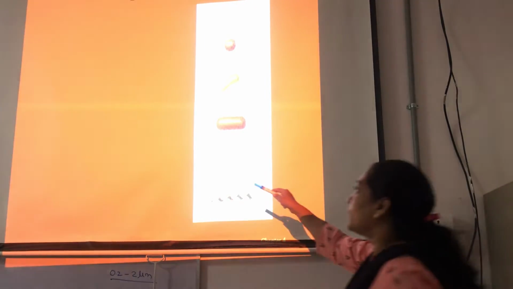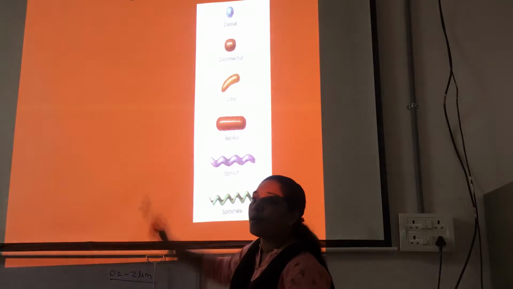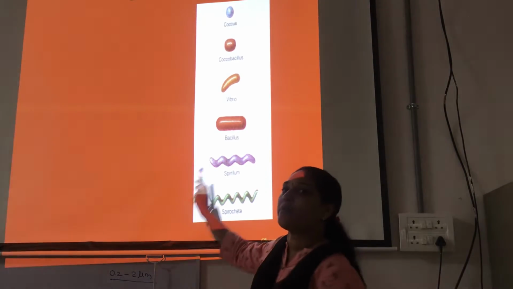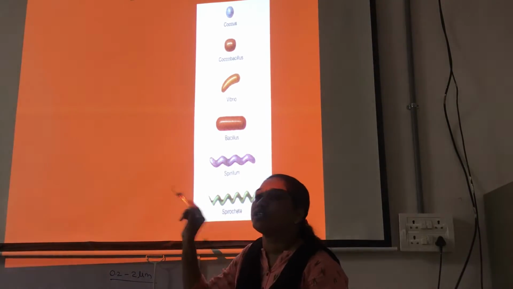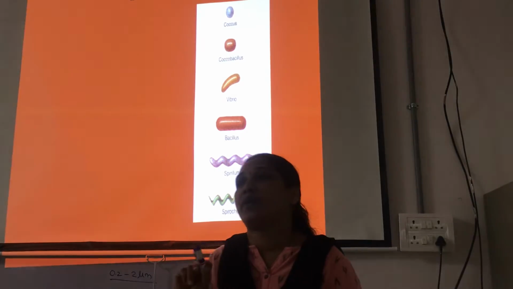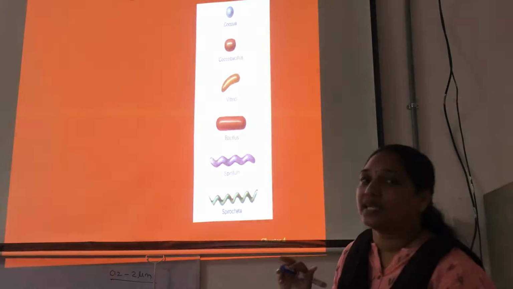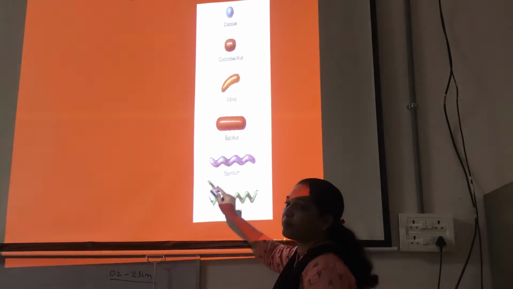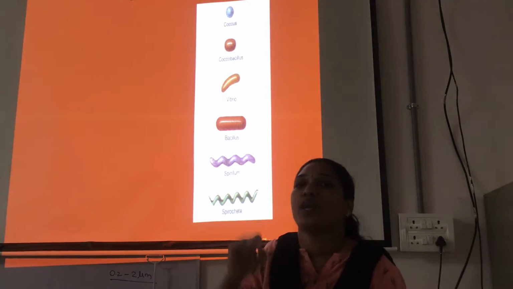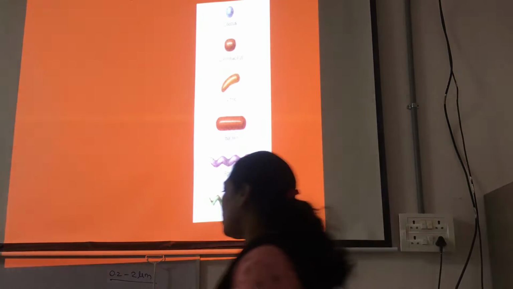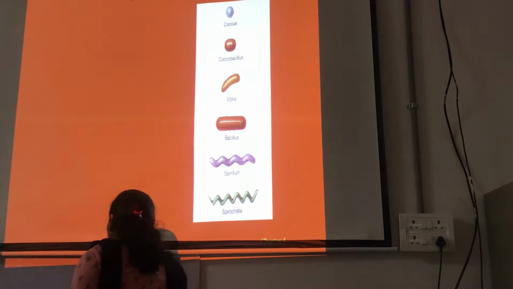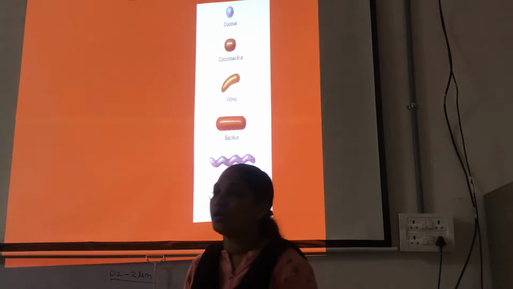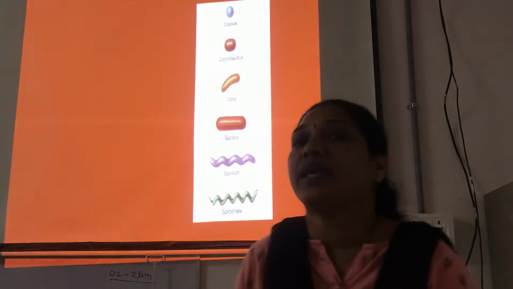And next one, you can just see Bacillus. Bacillus form means it is in the rod shaped bacteria. A rod shaped bacteria is called as Bacillus. And next one here you can just see Spirillum. Spirillum means spiral shaped bacteria. They are in the form of a spiral, like a spring. Okay, that's why they are called as Spirillum.